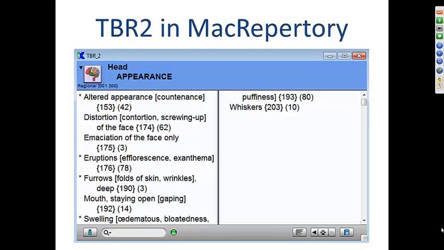And then under head appearance, you have an altered appearance if the countenance is different, the distortion of the face, when the face is emaciated, eruptions on the face, the furrows, which we saw in that stramonium proving symptom previously, the mouth staying open, and whiskers.